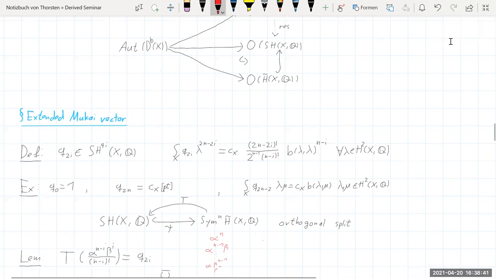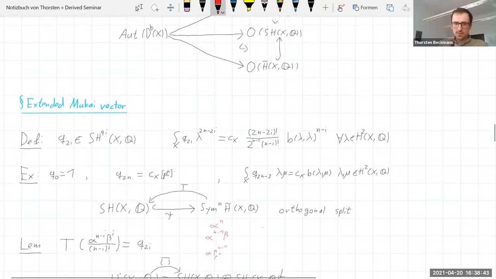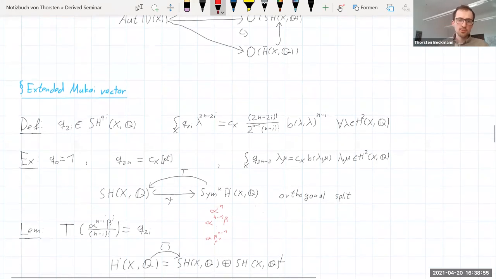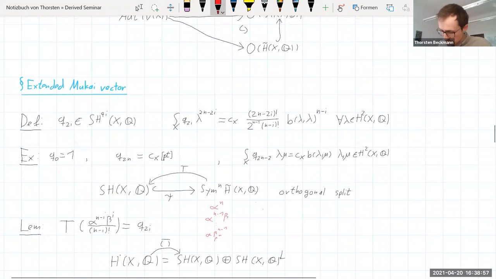Okay, thanks. And so where was I? I wanted to define the extended Mukai vector. The Mukai vector has two ingredients: it takes the Chern character and the square root of the Todd class. So why am I doing all this? We have the orthogonal projection from the n-th symmetric product of the extended Mukai lattice to the Verbitsky component. And we have the same on the full cohomology. We can take the full cohomology and decompose it into the Verbitsky component and an orthogonal complement. I denote this orthogonal projection by bar.